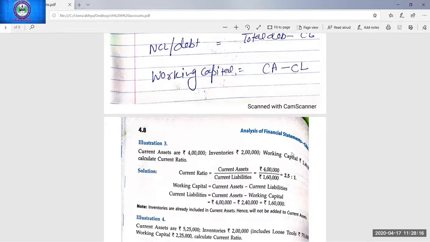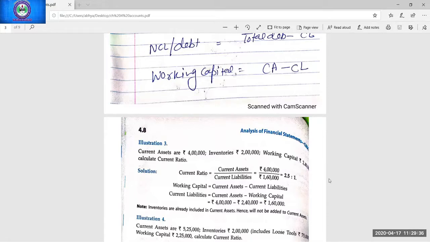Give me your answer fast in private chat. I have given you 2 minutes to solve. It's a very easy question. Write the formula. Find out current liabilities by using the working capital formula. Current assets are already given, so you just have to find out current liabilities using the working capital formula.